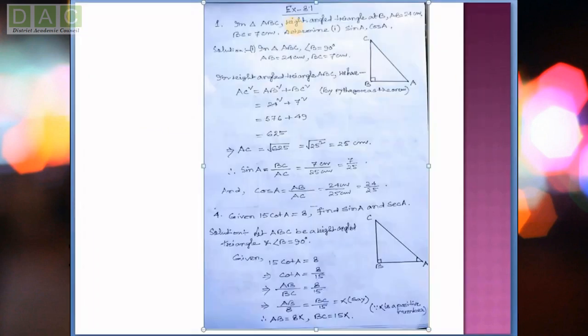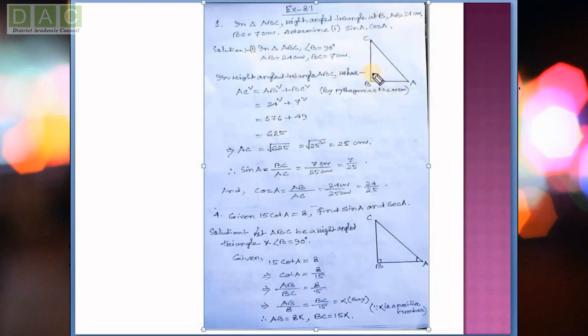Now students, see Exercise 8.1. Question number 1. In triangle ABC, right-angled at B, AB equals 24 cm, BC equals 7 cm. Determine (i) sin A, cos A. Write the solution, and before doing this, draw the diagram first.